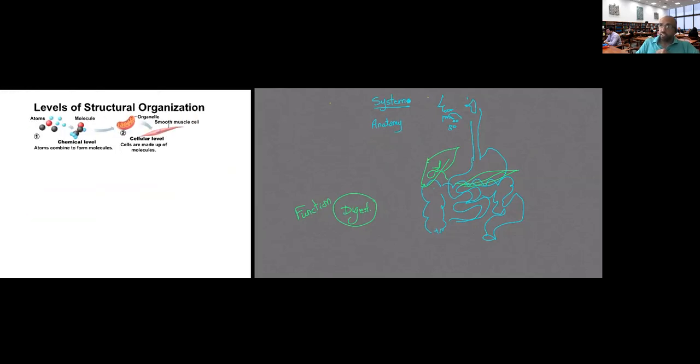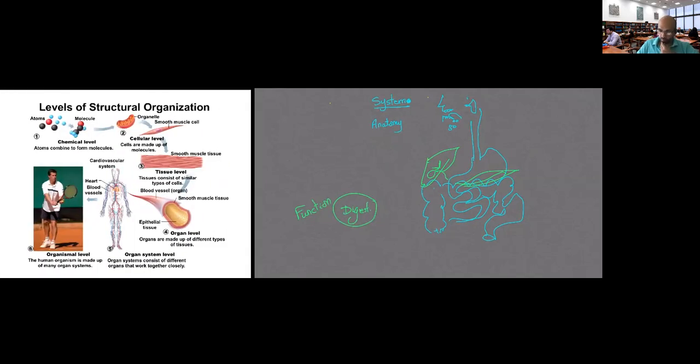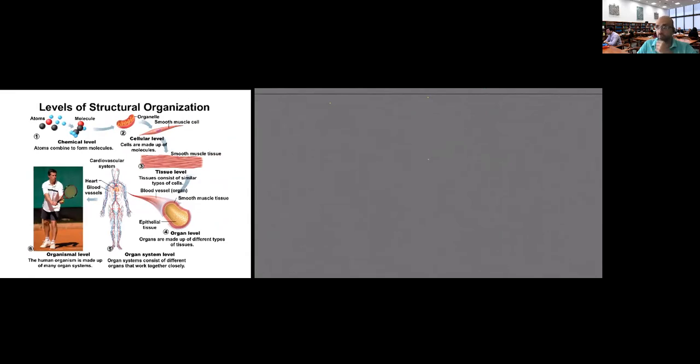All right, so what are the levels of organization in your body? What is the smallest structure that doesn't get broken down by normal means? What is the smallest structure that you know? Atoms.